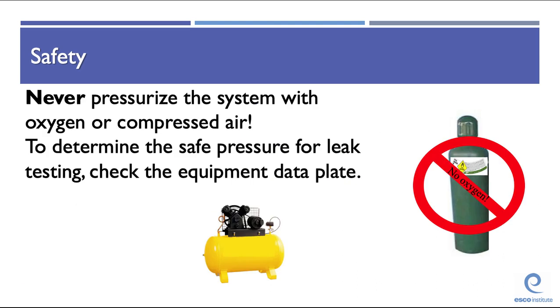When leak checking a system, never pressurize the system with oxygen or compressed air. When mixed with refrigerants, oxygen or compressed air can cause an explosion. To determine the safe pressure for leak checking, check the equipment data plate for the maximum low side test pressure. Go to the evaporator, find the data plate, and find out what the maximum low side test pressure is. That's going to be your low side of the system.